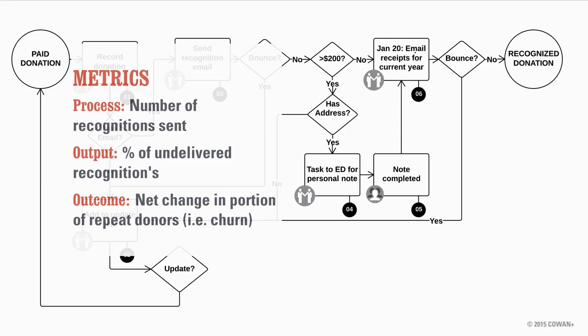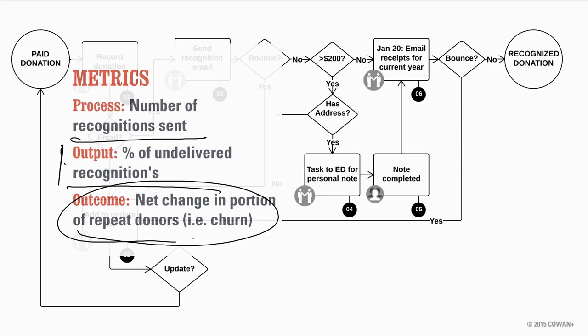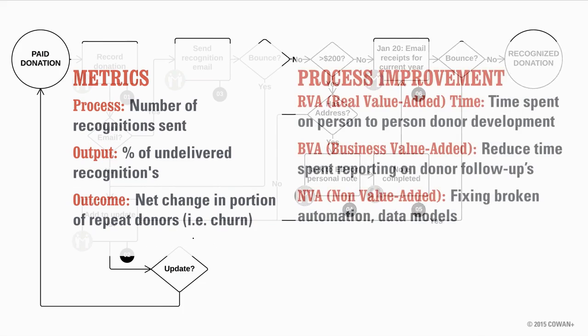So let's look at a couple of key user stories around this. But before we do that, let's look at the metrics, because that's another thing we want to practice. Number of recognitions sent would be our raw process metric here. Undelivered recognitions, people that didn't get recognized, would be our output metric, so a flaw in the process. And an outcome would be maybe the net change in our ability to get more repeat donors. That would be an outcome that would mean that this is really making a difference.